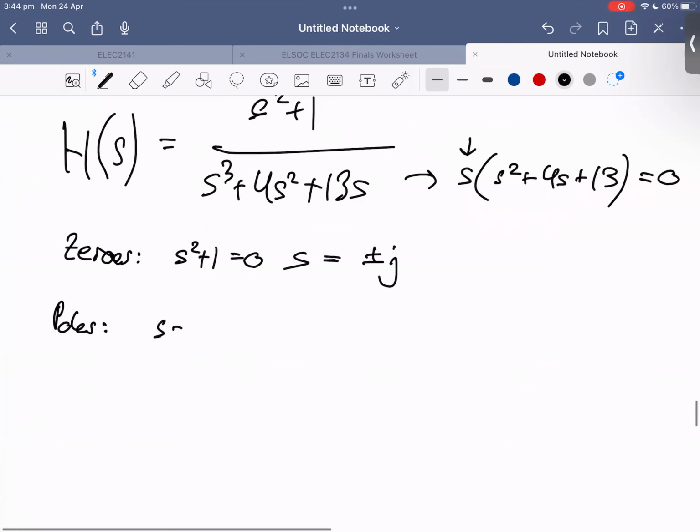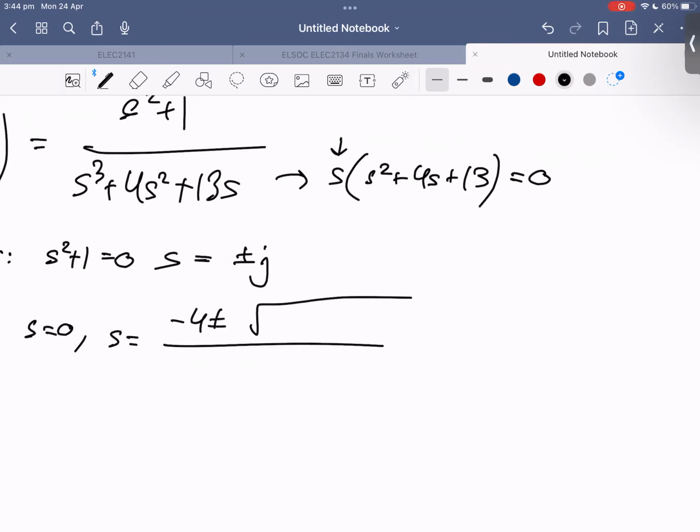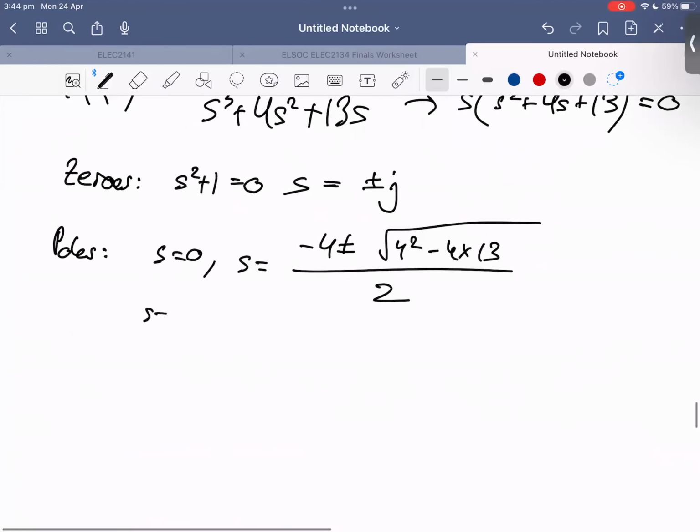So there's a pole at 0 and there's another pole at s equals, and I'm just going to use the quadratic formula. So minus 4 plus or minus the square root of 4 squared minus 4 times 13, and then that entire thing divided by 2. So putting that into my calculator, I get s equals 0, s equals minus 2 plus or minus 3j. Yeah, so those are my roots.